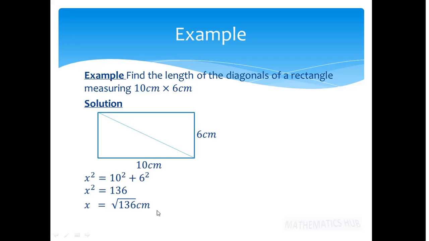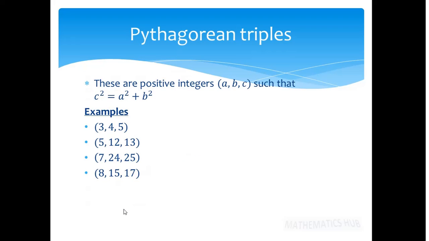Like what we did in the previous example, x squared is equal to 10 squared plus 6 squared. So x squared is equal to 136. If we want to find the value of x, we introduce the square root sign on both sides, and we have that x is equal to the square root of 136. I can leave my answer like that in its exact form, or you can further find the value of the square root of 136 in your calculator.